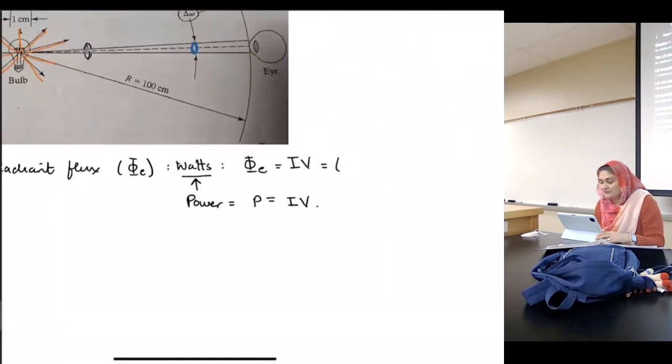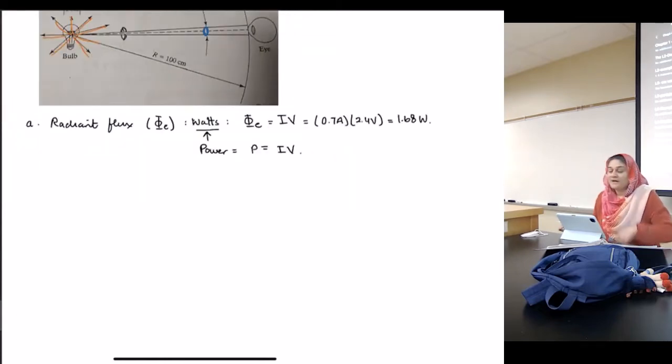So that will be, what was I? 0.7 amps. And what was V? 2.4 volts. Somebody do the math. 1.68. Thank you. 1.68 what? Thank you. Okay, part B.